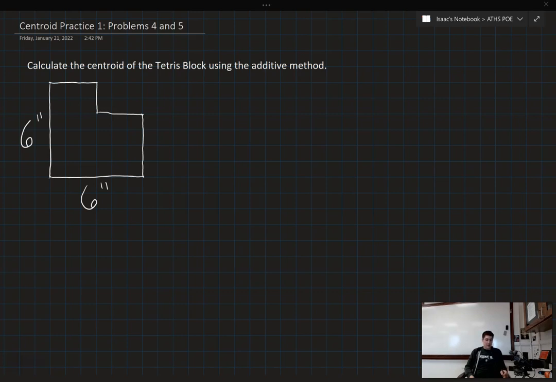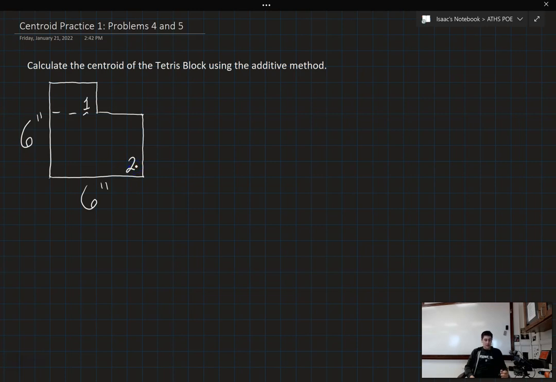Okay, so we have a 6x6 block with a little chunk missing. The first thing that we need to do is choose our shapes. So I'm going to go ahead and draw a dotted line on top here, and I will call this top shape, shape number 1, and I will call the bottom shape, shape number 2.